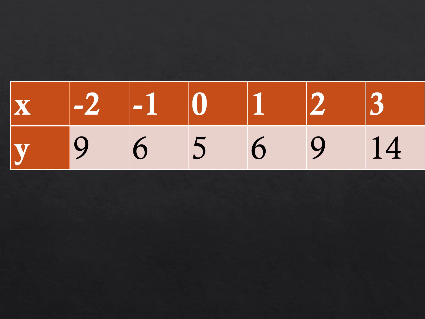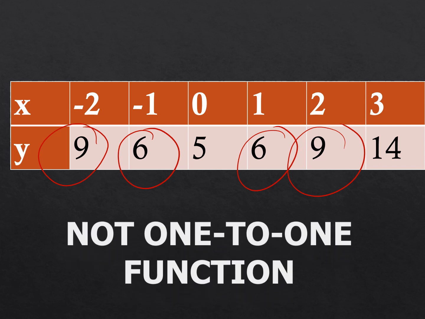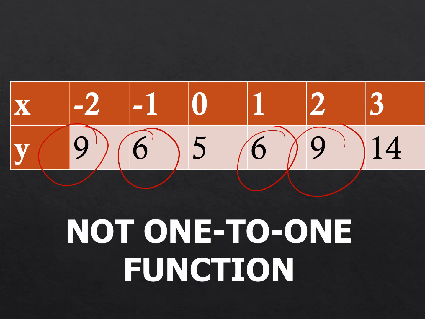This is in a tabular form. As you can see, on the values of x, walang nauulit na value. Unlike sa y, may naulit na value ng y. Ano po yun? As you can see, may naulit na 9 at may naulit na 6. Since may naulit na values ng y, which are 9 and 6, therefore, hindi unique ang value ng y. It implies that this is not a one-to-one function.